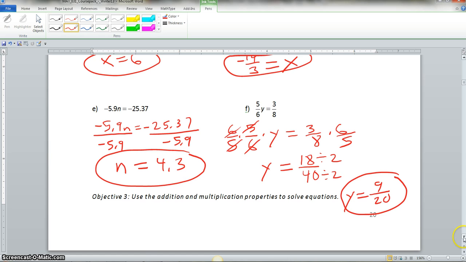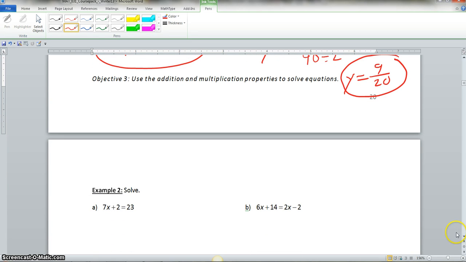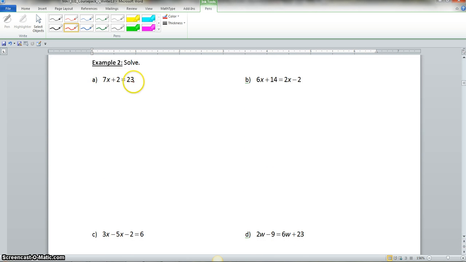Now, let's scroll down. We have objective 3. Use the addition and multiplication properties to solve equations. Now we scroll down here. We have 7x plus 2 equals 23. So what we would do here is we would subtract 2 on both sides. And we will have 7x is equal to 21. Now we divide each side by 7. And x is equal to 3.